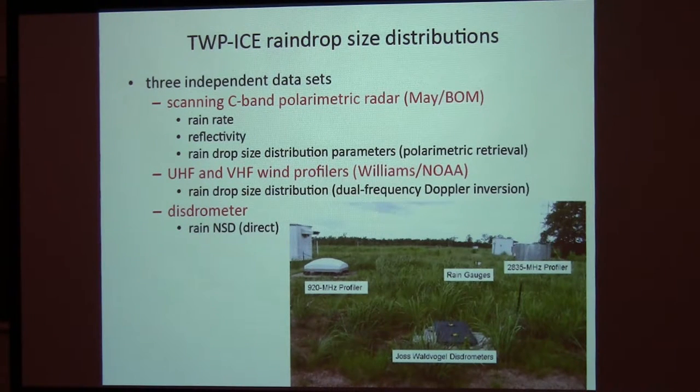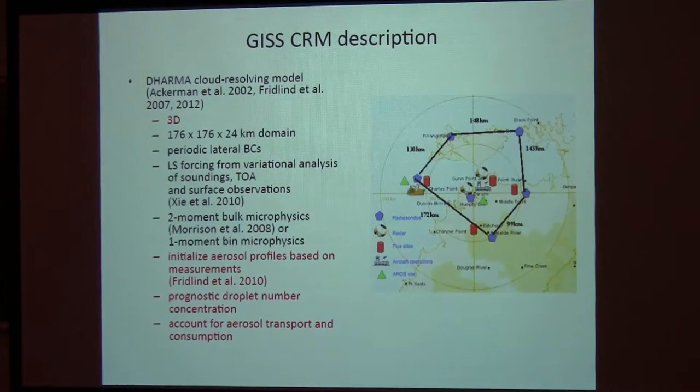This instrument essentially directly measures impacts of raindrops on its surface. Obviously a very small area, but it makes a direct measurement of the raindrop size distribution. Okay, so we have these three independent data sets.